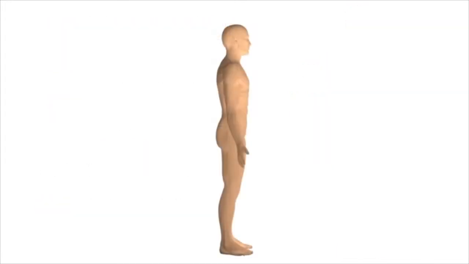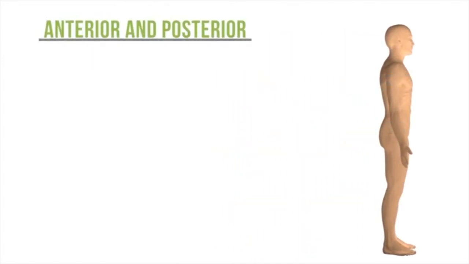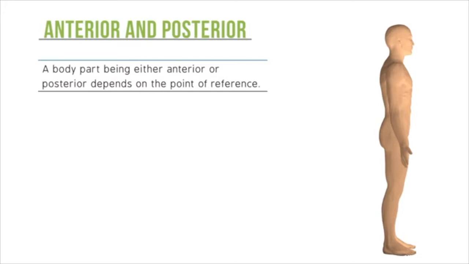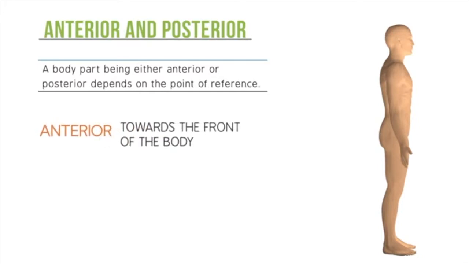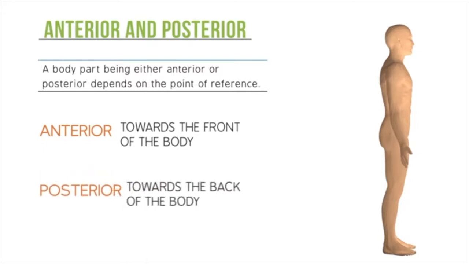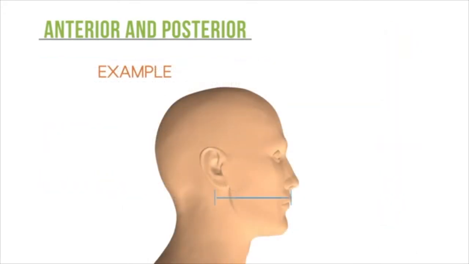When we need to describe the location of a body part as in front of or behind another body part, we use the terms anterior and posterior. Like other anatomical directional terms, a body part being either anterior or posterior depends on the point of reference. Anterior is towards the front of the body, while posterior is towards the back of the body. For example, the nose is anterior to the ears, and using these same points of reference, we can say that the ears are posterior to the nose.